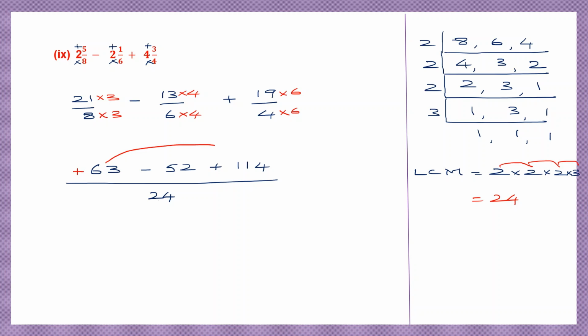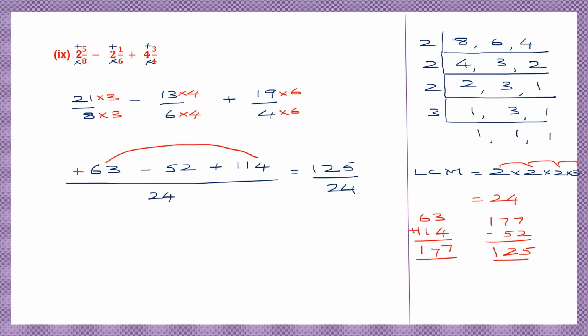So let's add up the numbers with a plus sign. These are the two numbers. So that is 63 and 114. Let's add it up. 3 plus 4, 7. 6 plus 1, 7 and 1, 177 minus 52. So 177 minus 52. So 7 minus 2 is 5 and 7 minus 5 is 2 and 1. So we have 125 by 24. 125 by 24. So this is an improper fraction. Let's convert that to a mixed number. So let's divide 125 by 24.